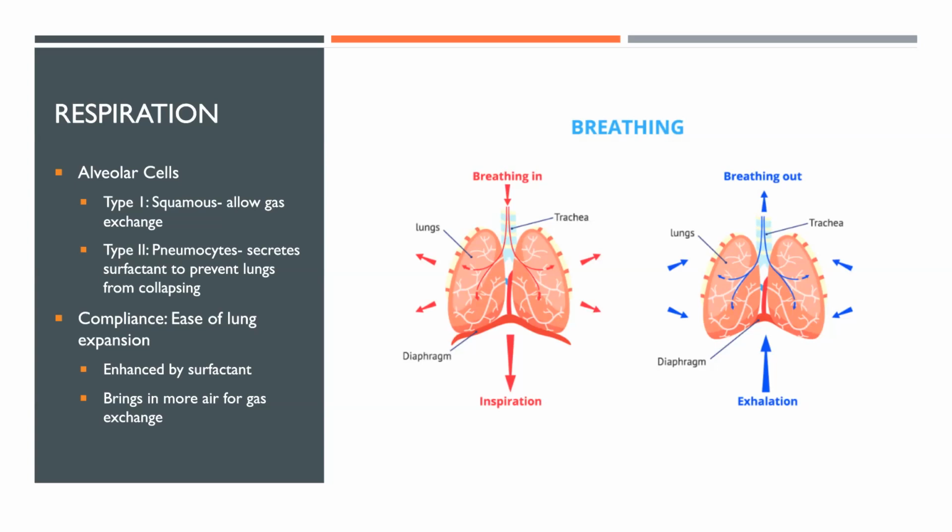So in the picture on the right, you can see that when the diaphragm wants to engage inspiration, it'll pull down, sucking air into the lungs. When we exhale, that diaphragm will push up to help the air leave the lungs. Compliance is a term that we use to describe the ease of lung expansion. Compliance is enhanced by surfactant, and the more compliant lungs you have, the more air you can bring in for gas exchange. Certain disorders like COPD reduce lung compliance, which makes it harder to bring in air and enhance respiration.